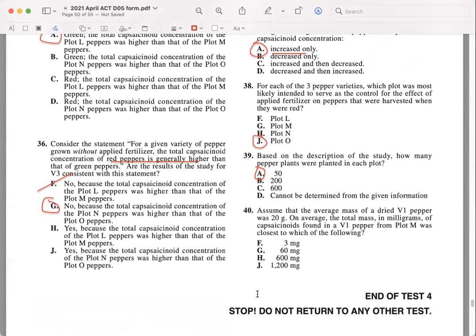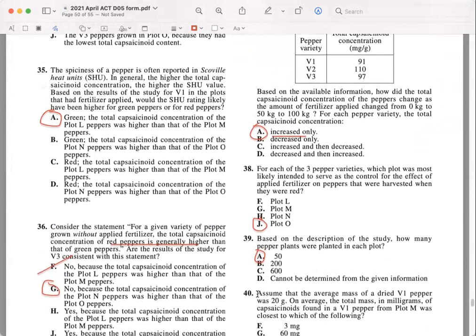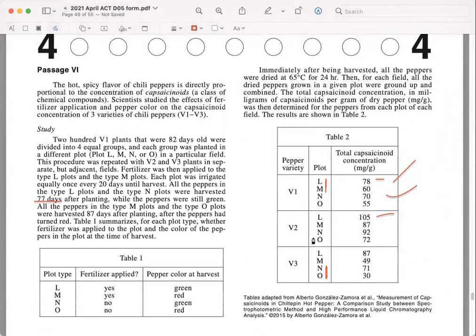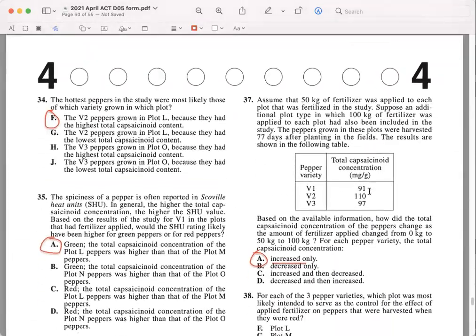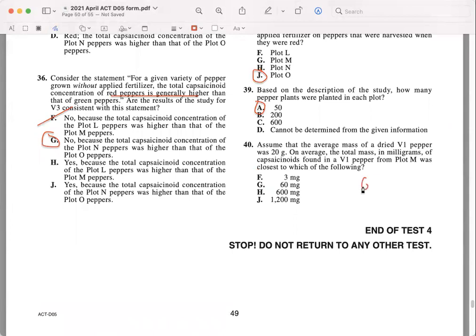Okay, assume that the average mass of a dried V1 pepper was 20 grams. On average, the total mass in milligrams of capsaicinoids found in a V1 pepper from plot M was closest to which one of the following? So V1 from plot M, 60 milligrams per gram is the capsaicinoid concentration. So in 20 grams, it would be 1200, right? Option J. Because in 1 gram of chili pepper, you have 60 milligrams of capsaicinoid. So in 20 grams, you would have 1200.